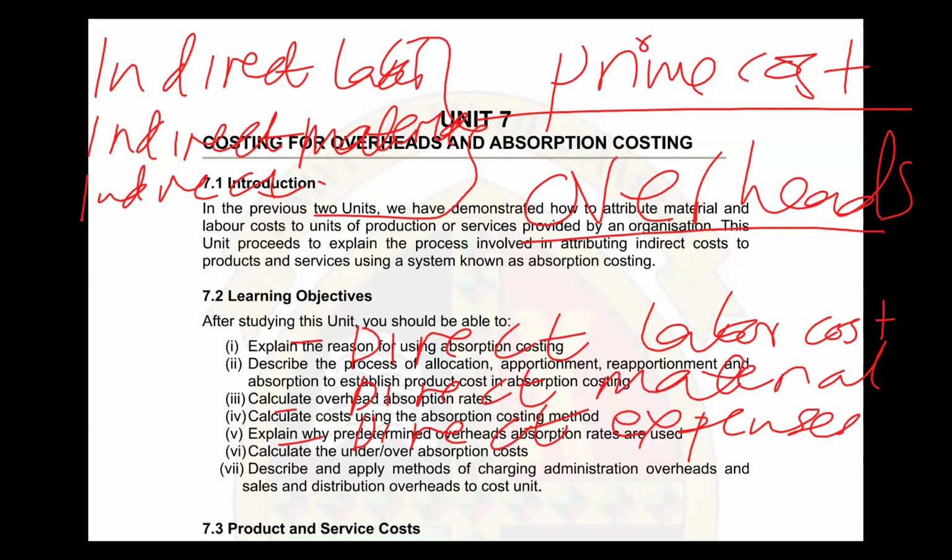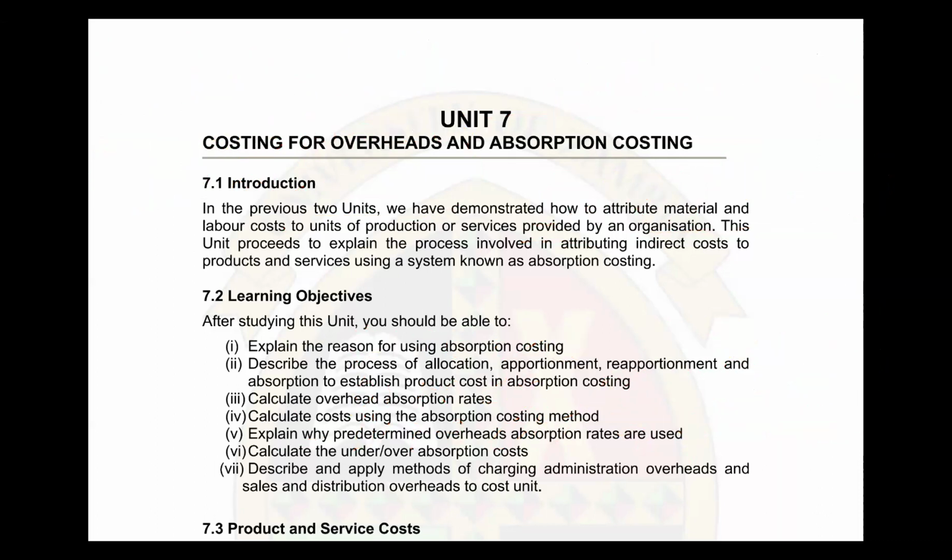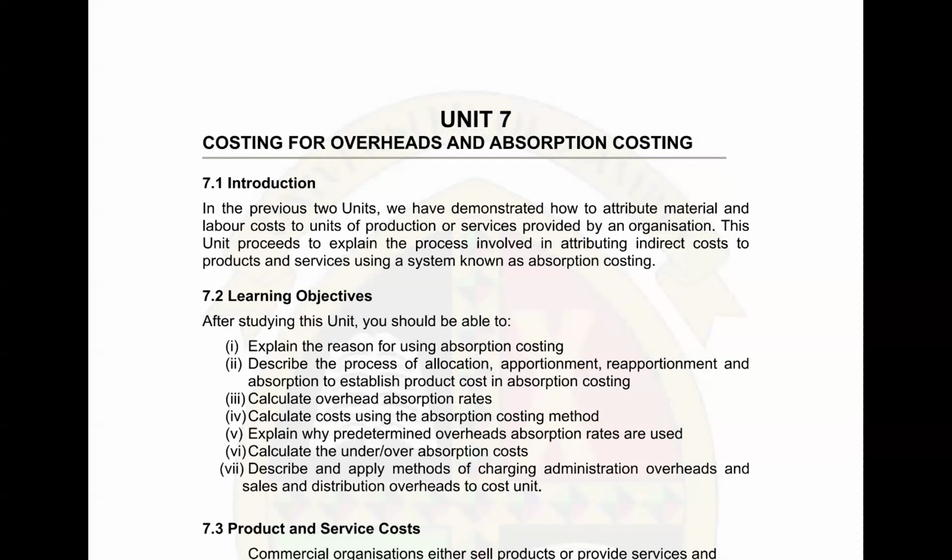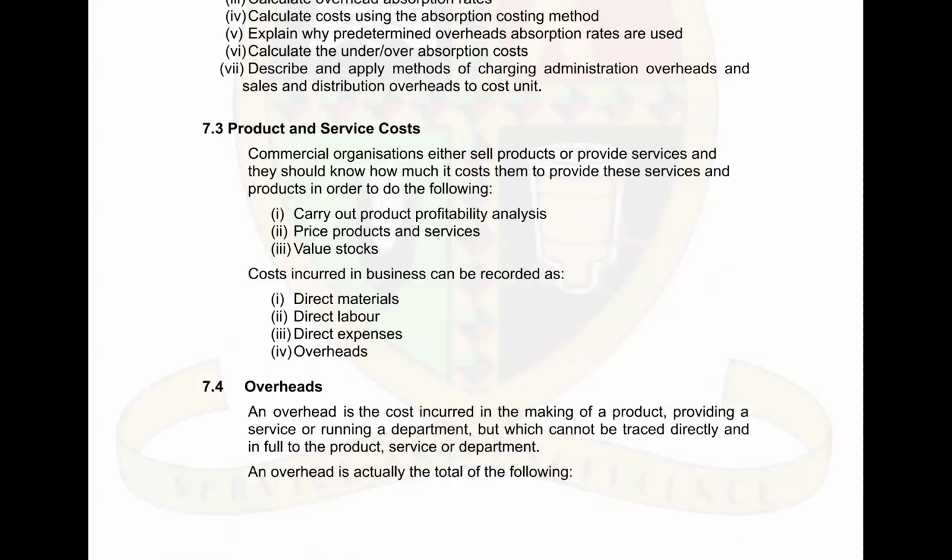So therefore, the total cost is just the sum of the prime cost plus overhead costs. So our focus is overhead costs this time around. We want to exert our attention and efforts to look at the product costs.